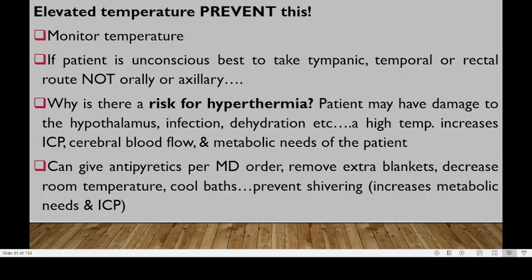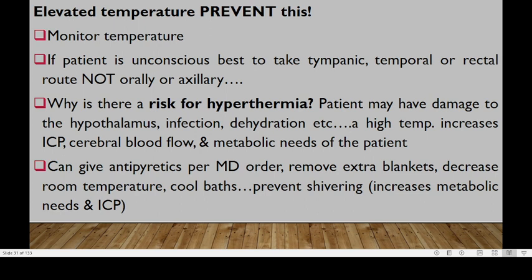You can prevent this. You have to monitor the temperature. If the patient is unconscious, okay, the best is to take tympanic, temporal or rectal, not oral or axillary for that case, because there is a risk for hyperthermia. So the patient may have damage to the hypothalamus, infection, dehydration. So high temperature increases ICP and cerebral blood flow and metabolic needs of the patient.